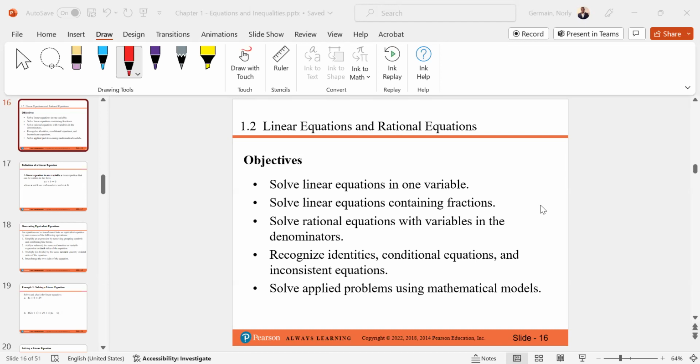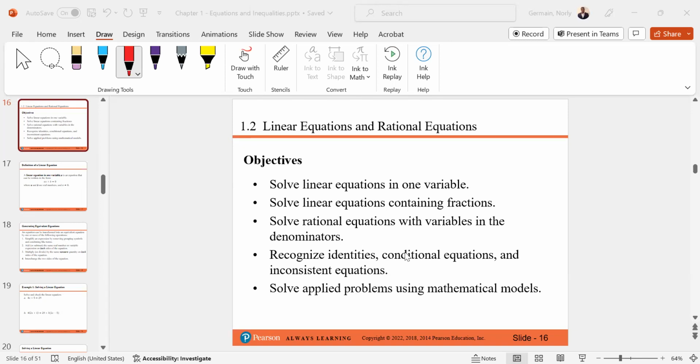First of all, what's going to happen? We're going to solve linear equations in one variable, solve linear equations containing fractions. Those will contain rational expressions with variables in the denominator, and also recognize identities, conditional equations, and inconsistent equations or contradictions. And also, at the end, we will solve some applied problems using mathematical models.